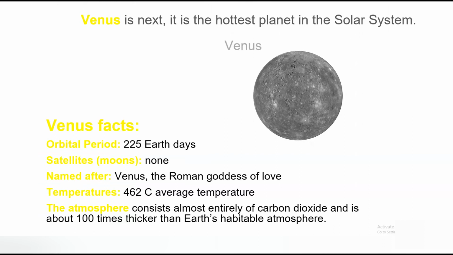Venus. Venus is next. It's the hottest planet in the solar system. For one orbit, it's 225 Earth days. The average temperature is 462 degrees centigrade. It consists almost entirely of carbon dioxide.